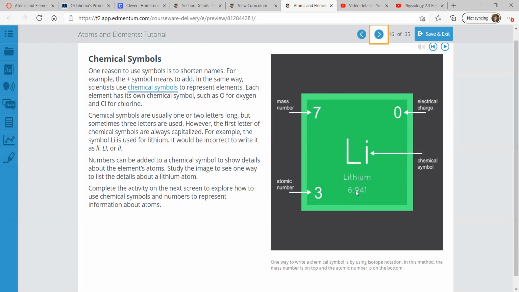And then the atomic mass number, sometimes it's rounded like this one is. And then on the left-hand side, we have the atomic number 3, and then the mass number rounded to 7. And then the charge in the upper right-hand corner. That will tell you if it's an ion or neutral. This one has no charge, so it's a neutral element right now.